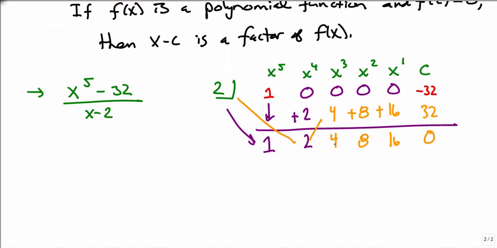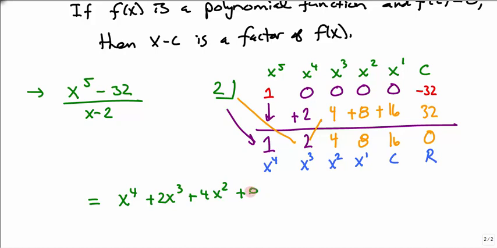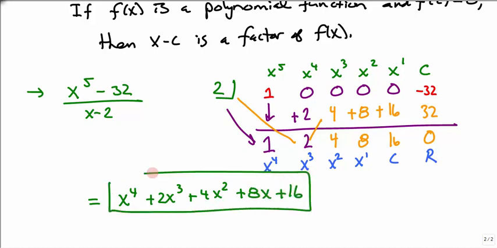So now I'm going to keep track of my coefficients again. X to the 5th, 1 less power would be x to the 4th, x cubed, x squared, x to the 1st, constant, and remainder. So everything goes down by a power. So now when I go ahead and write out my solution, this tells me I have a 1x to the 4th plus 2x cubed plus 4x squared plus 8x plus 16. My remainder is 0, so I don't even include it.